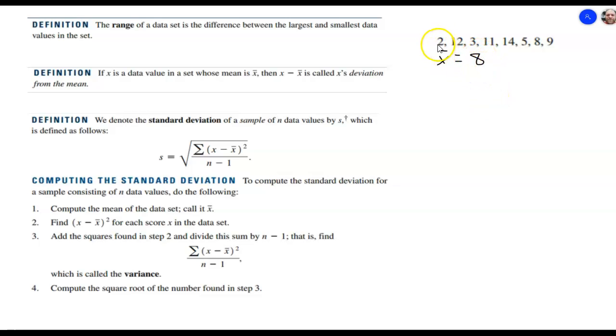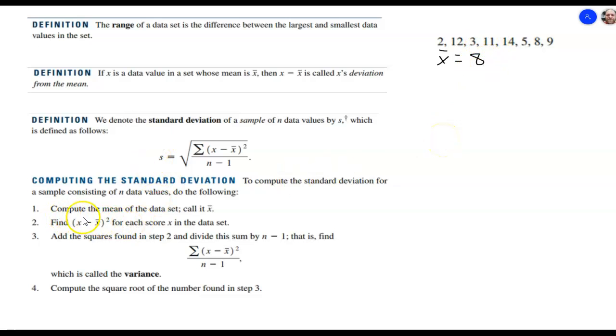You notice that, for example, the 2 is 6 places away, the 9 is only 1 place away, the 14 is 6 places away, 3 is 5 places away. If you look at all of those differences and you take the average of those differences, that's how we're computing the standard deviation, or that's the idea of it anyways. So let's go ahead and find the standard deviation of the set, which is around the average that each of these values is away from this 8.